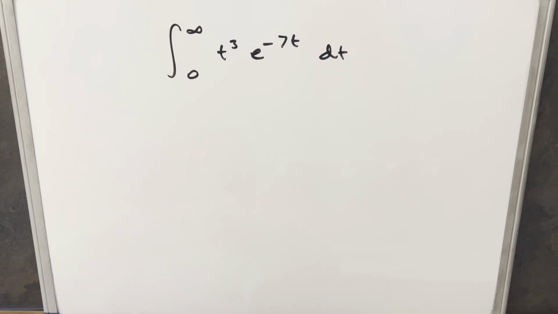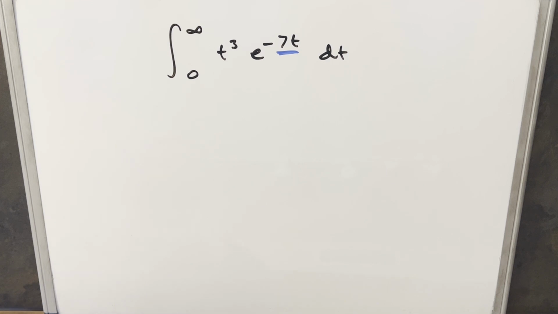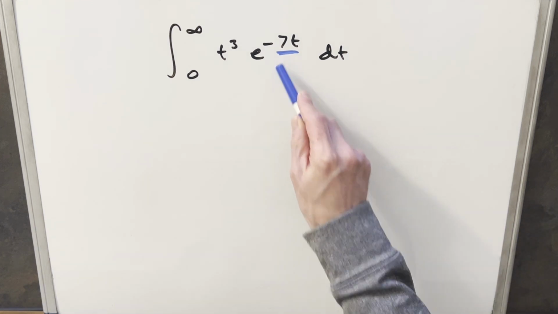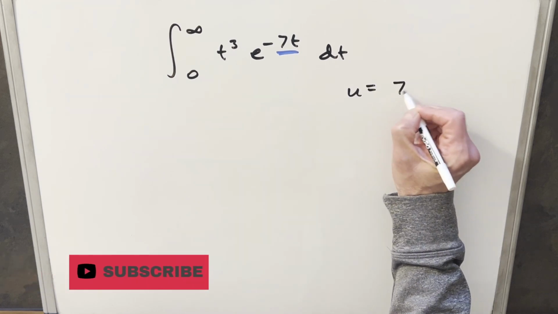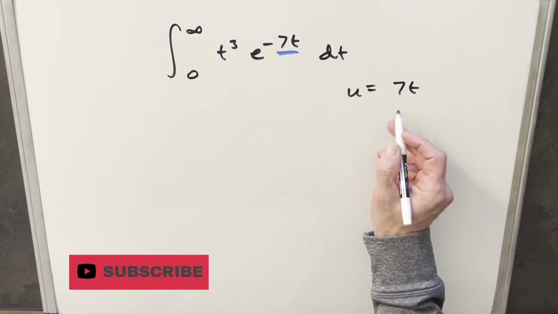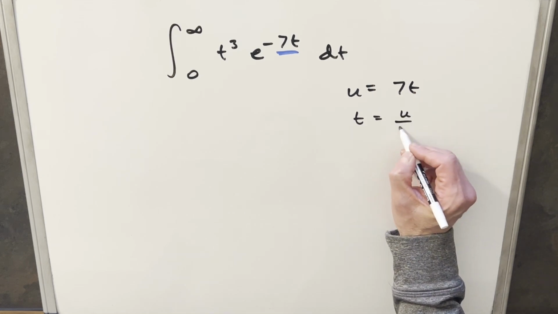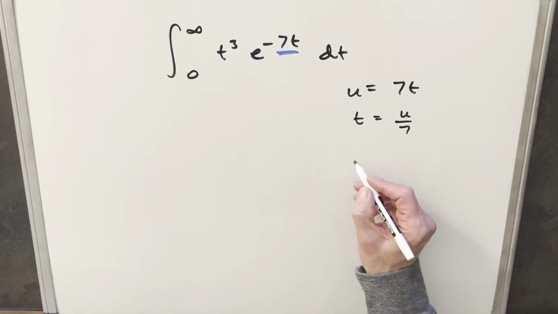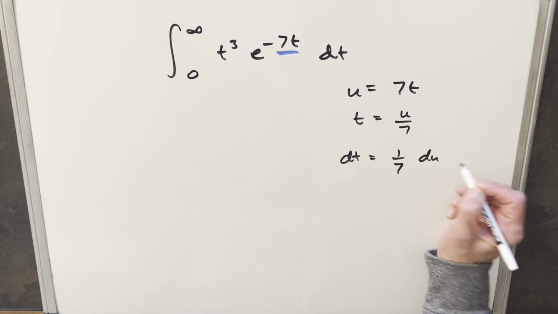Okay, so to get started with my first method, we're just going to do a u substitution. I'm going to do it to simplify the exponent here. I'm not going to do the whole thing, just the 7t. So we'll set u equal to 7t. And then before I take my derivative, let's solve for t. So t, just dividing by 7 on both sides, we can write as u over 7. Now take a derivative, so dt is going to be just 1/7 du.